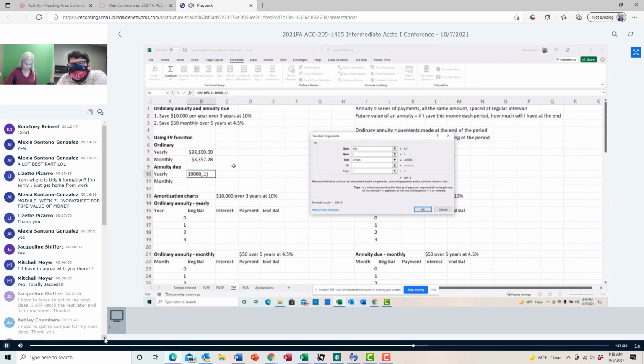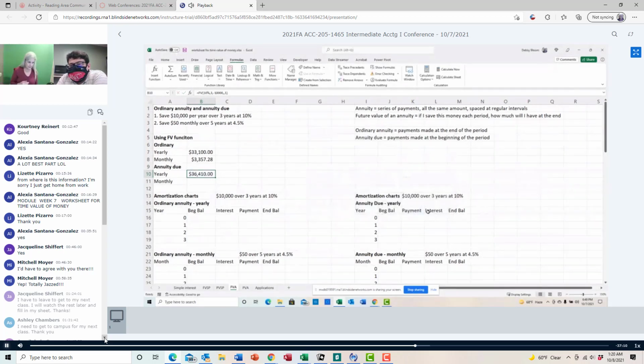If I took 33,100 and multiplied it by 1 plus 10%, 1.1, I would wind up with this answer because, again, the difference is that every payment is going to earn 1 more period of interest because every payment just shifts back 1 period. So I'm going to click OK. And I want to pick up the speed a little bit. Let's do the monthly one, and then let's start with our amortizations. And I'm doing great. The last one we have to do is present value of an annuity, and I really hope I get to at least a couple of the applications because they're really cool.